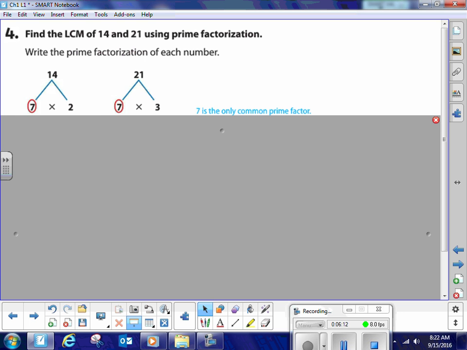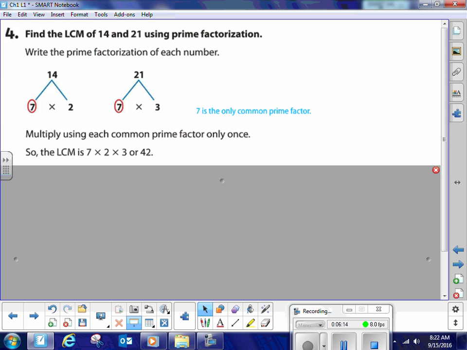Common prime factors you only use once. Use only once. Okay, common prime factors use only once. Recognize that the 7 and the other 7 are common, so what I do is I cross this 7 out. So I've circled it, and now I've got to cross it out because this is the least common multiple trick.